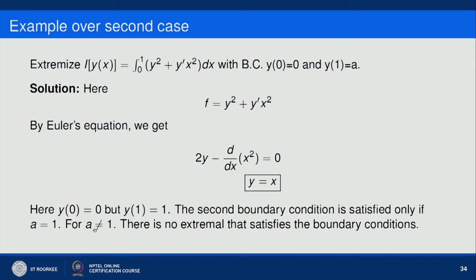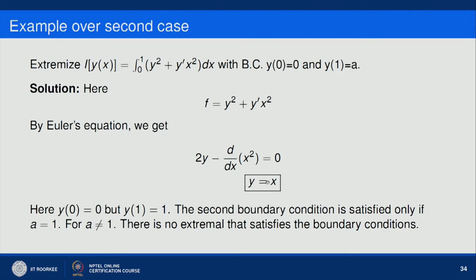But if a is not equal to 1, we can say that we do not have any extremal in this case. So in case of a equal to 1, y equal to x basically minimizes this functional. But if a is not equal to 1, we say that we do not have any extremal at all.